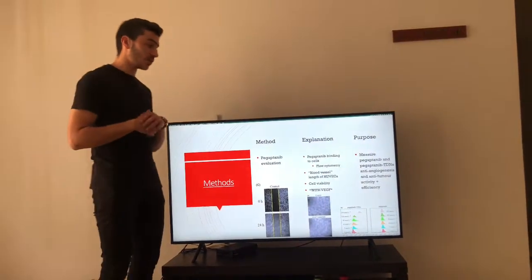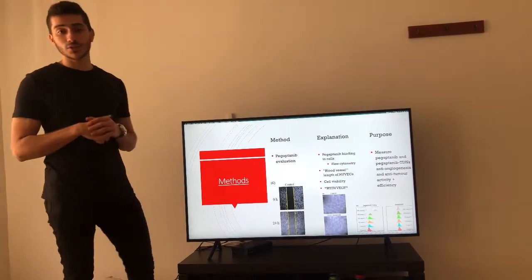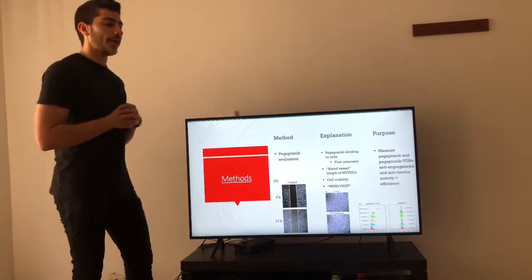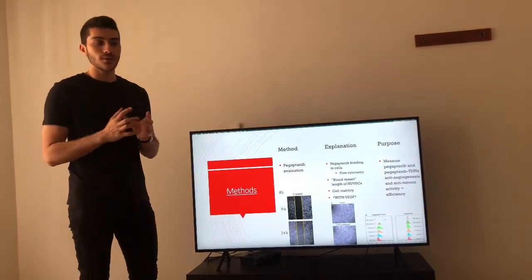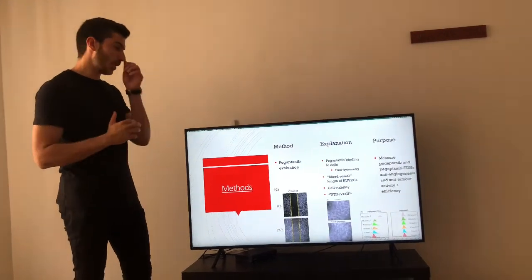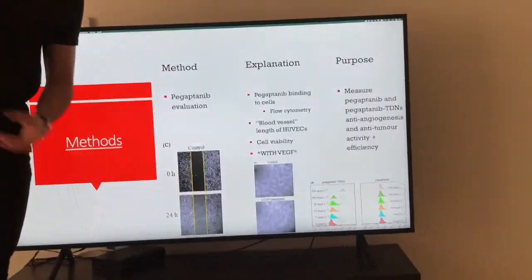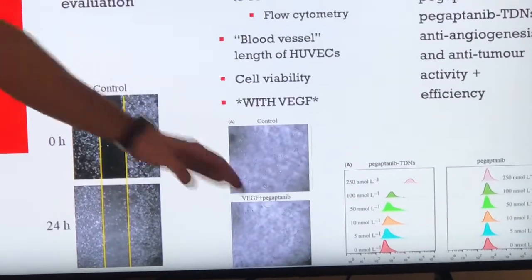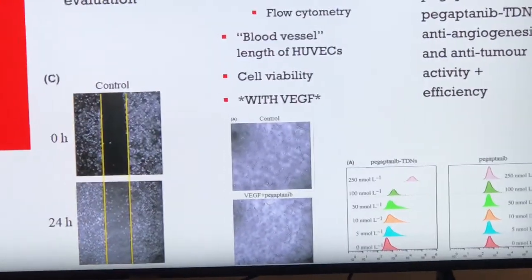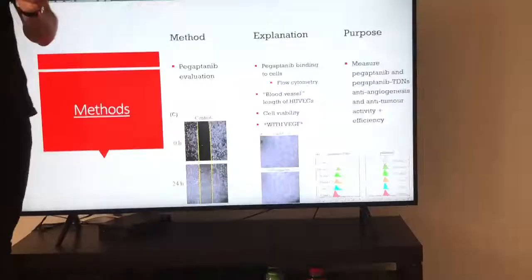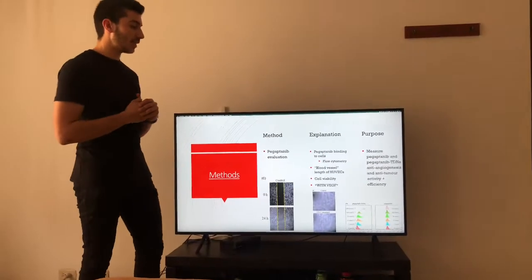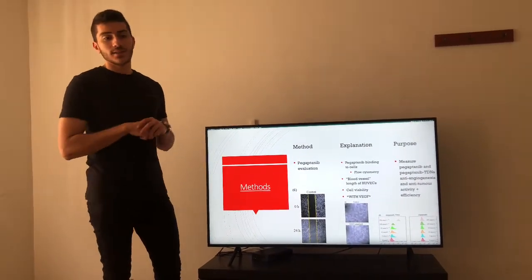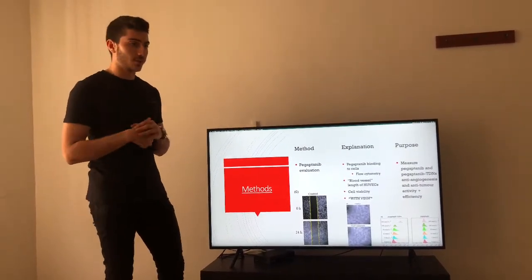The second standard was the blood vessels length of HUVECs. As I mentioned before, HUVECs tend to form tubular structures. And the more they grow, the longer these tubular structures will be. In this image, as you can see, the one on top are HUVECs without pegaptanib. They tend to form longer structures, and the one below simply would be the HUVECs with pegaptanib, which form shorter tubular structures. And last but not least, the cell viability, which is the number of cells that were alive before and after the pegaptanib.